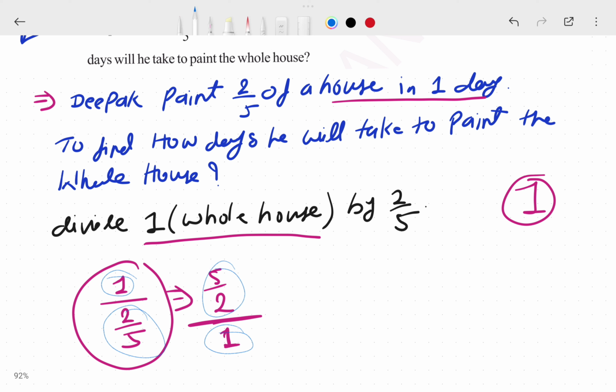If you have a doubt, like, sir, if you change this, then the answer will be like that only. If you change this also, the answer will be like that. But why do you write here 5 by 2 and 1?